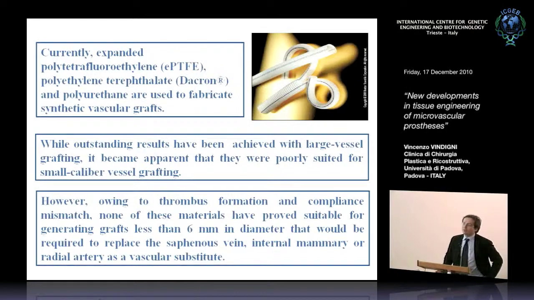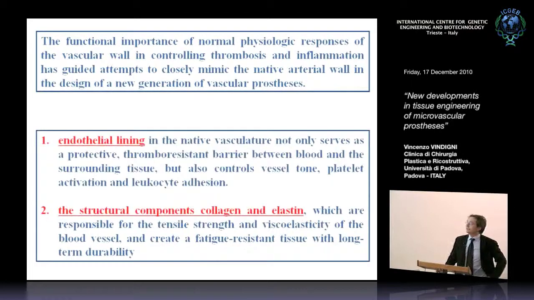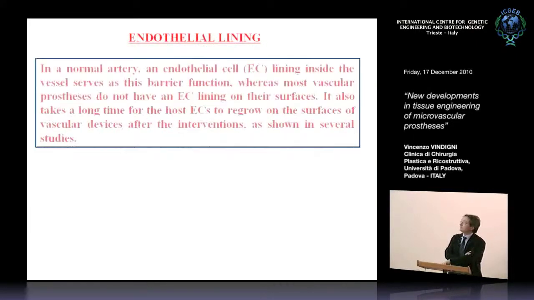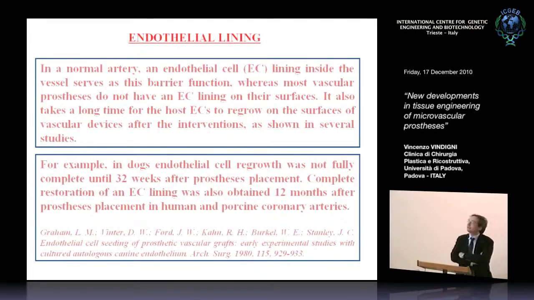Because synthetic prosthesis is unable to allow the endothelial layer regeneration inside the lumen of the prosthesis and the regeneration of the elastic and smooth muscle vascular cells. And it is very important, when you want to study the possibility to regenerate a vessel, to develop a prosthesis that is able to allow the endothelial layer regeneration and the regeneration both of collagen and elastin if you want a stable result. And normally, synthetic prostheses don't allow regeneration of the endothelial layer. And this is the main reason why you can't use them in small vessel replacement.